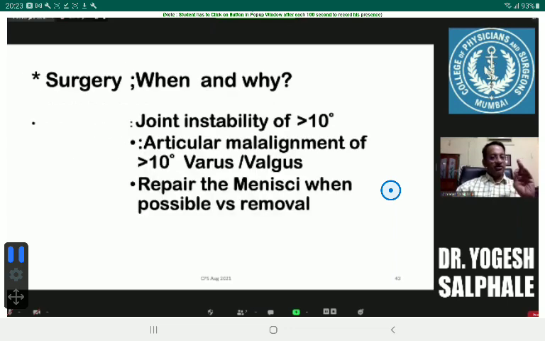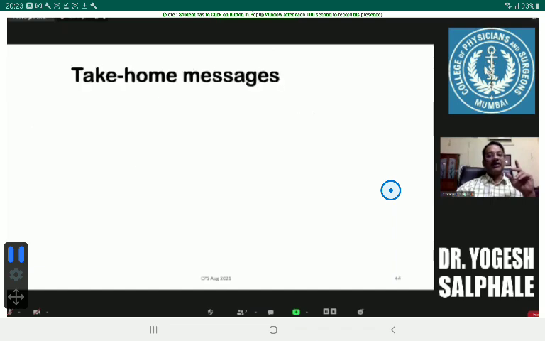So surgery, why and when? A joint instability of more than 10 degrees, varus valgus, anteroposterior, articular malalignment of more than 10 degrees varus valgus, and repair the meniscus whenever possible as against removal. Always remember that thing.